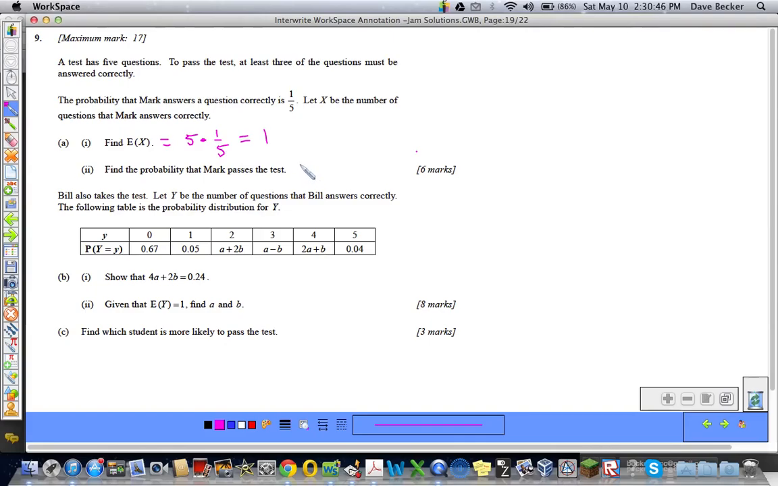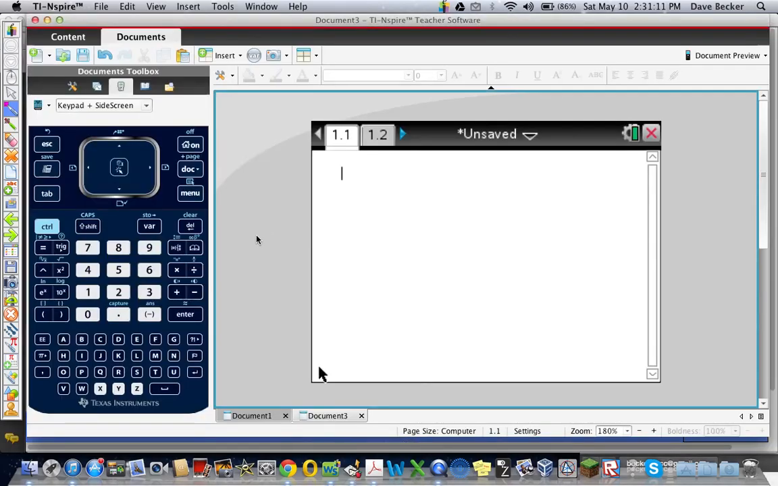So this is really finding the probability that the random value x will be greater than or equal to 3, because he passes with a 3, a 4, or a 5. And what we have to realize here is that this is a binomial distribution because he gets the answer right successfully or he gets the answer wrong. So let's take a look.